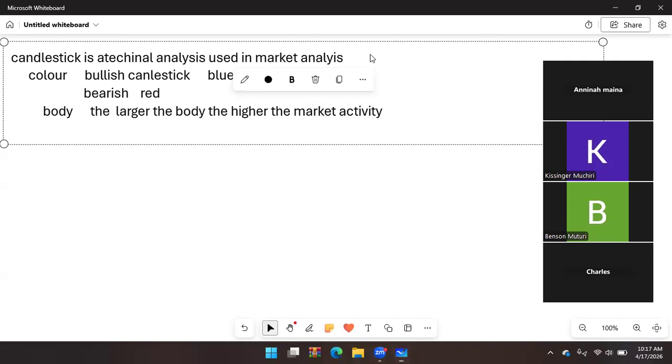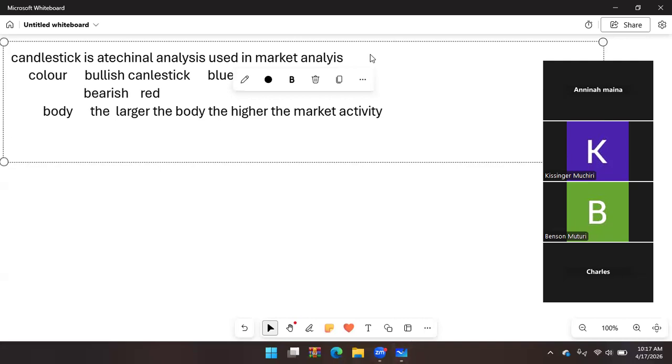Then we have another thing that we consider, called wicks. The wicks show the highest and the lowest price hit in a market.